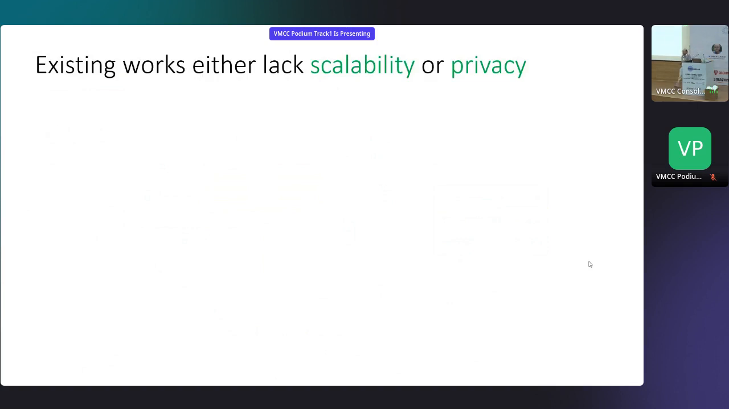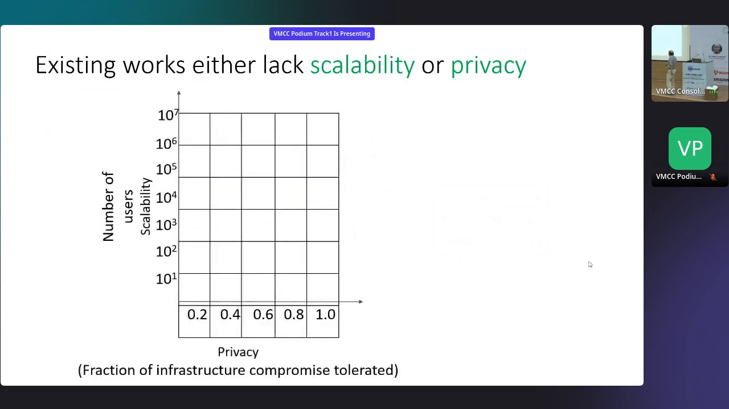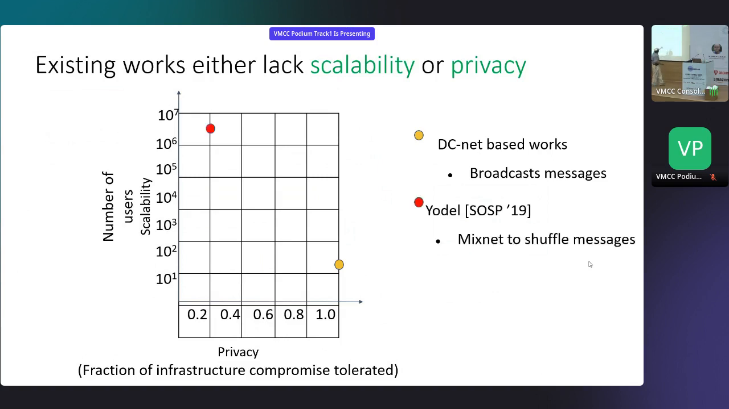The problem at the moment, prior to our work, was that either you don't have privacy or you don't have the scale. So how many people can communicate with each other? If the x-axis is privacy, where zero is no privacy and one is 100% privacy, just some metric, and the y-axis is the number of users that we can support, there are DC-net-based broadcast systems that can provide complete privacy but can only support 10 to 50 people. At the other end, there was a system called Yodel, which uses a shuffling network, and it can support over 1 million users talking to each other, but unfortunately, it doesn't provide very high privacy.